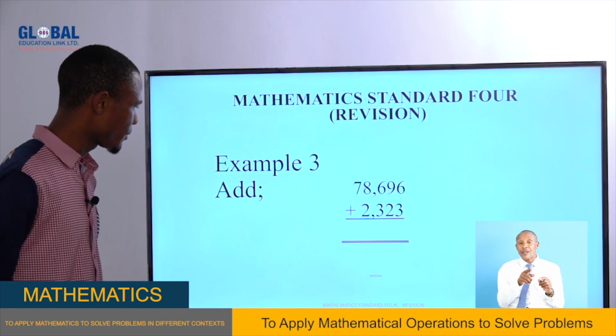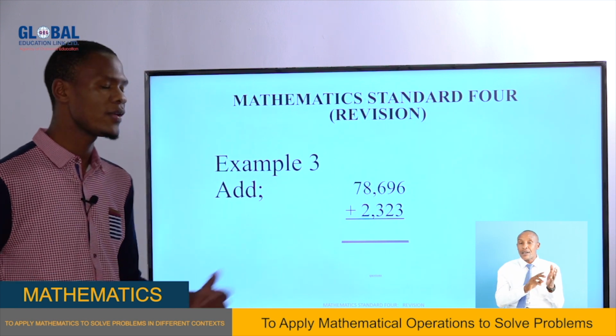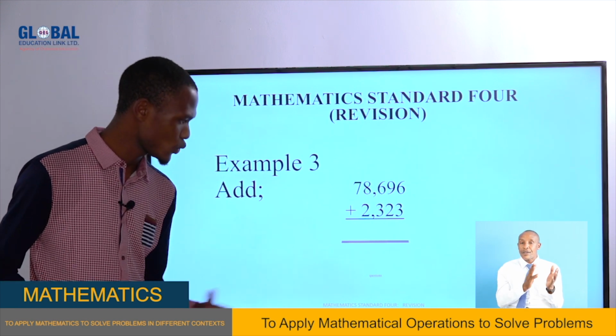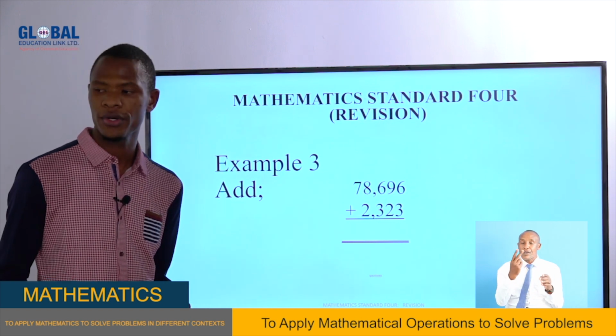Dear pupils, let us see the last example, which is example number 3. Yes, this is example number 3. It reads add 78,696 plus 2,323. Let us do it on the whiteboard.